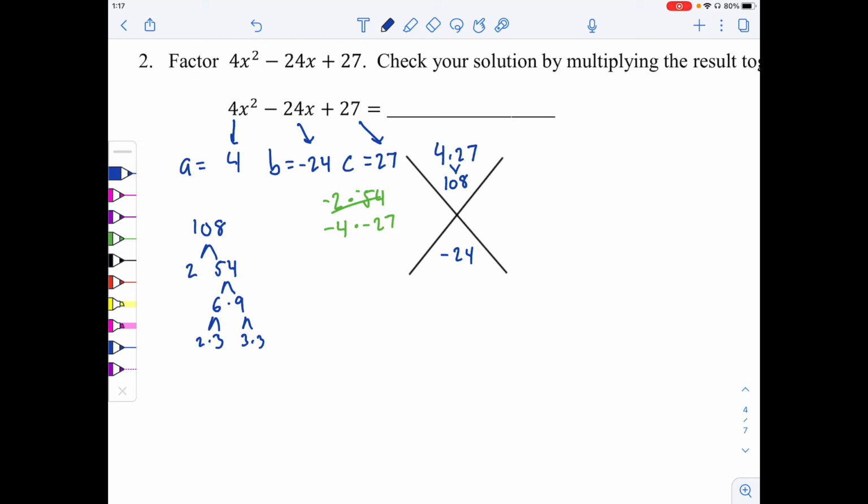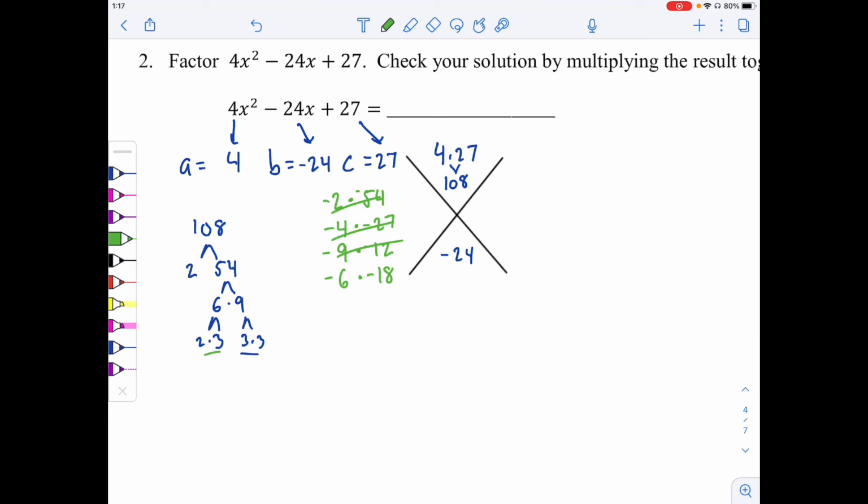By a 9? Right, because it has a 9 in there. 3 times 3 is 9. So let's try that. Negative 9 times negative 12. Add that to negative 24? No. What else can we do? 6? Because there's a 6 right here, right? So negative 6 times negative 18. Right, the others don't work.